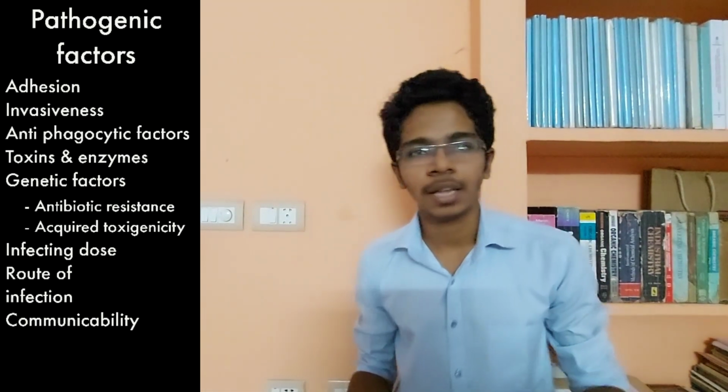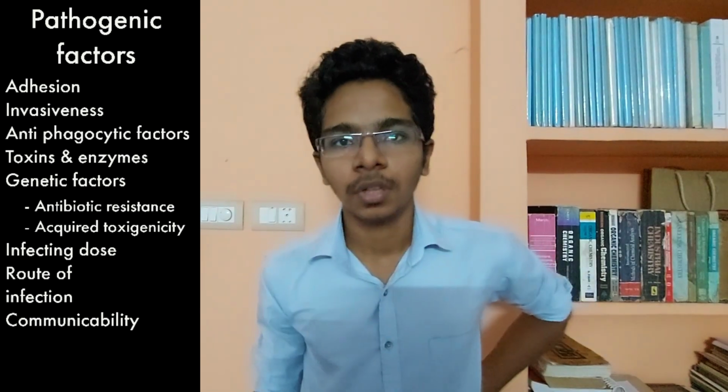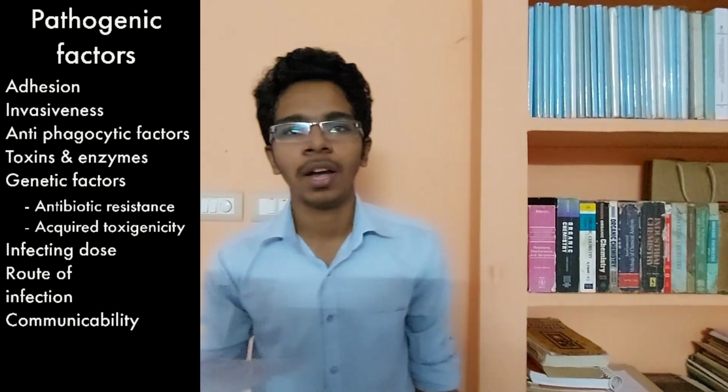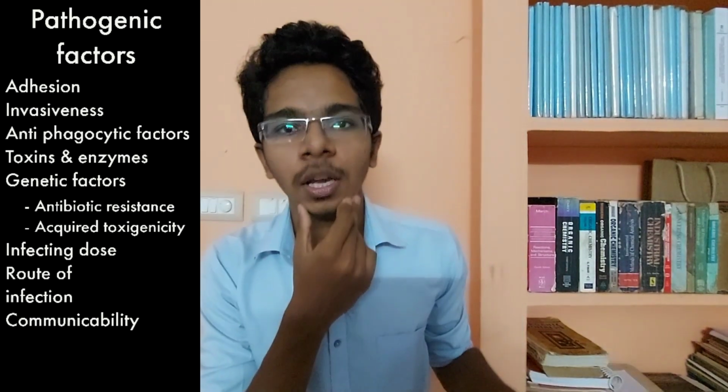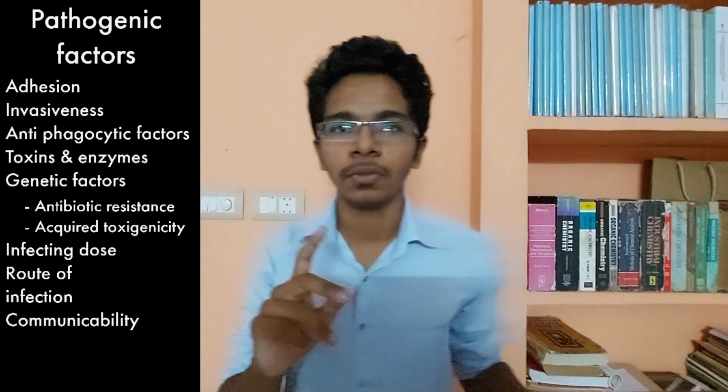Then antiphagocytic factors are there. It is like escaping from the immune system, that is escaping from phagocytosis. Capsule is the important antiphagocytic factor. Encapsulated bacteria will escape phagocytosis. Cytotoxins kill phagocytes. Then other proteins such as streptococcal M protein, K antigen of E. coli, also increase the virulence of a bacteria.